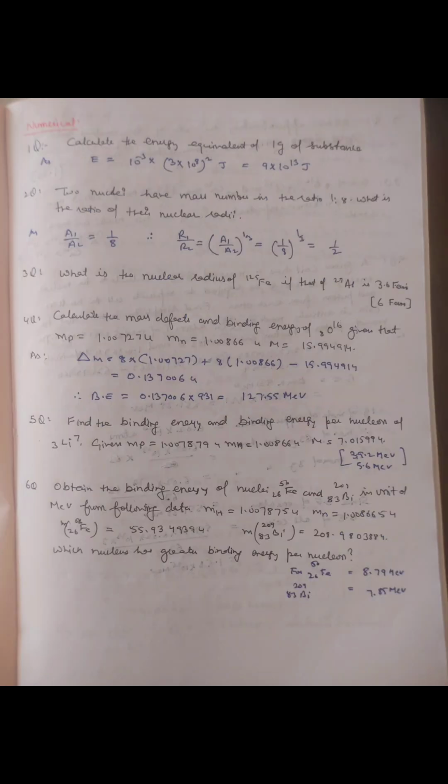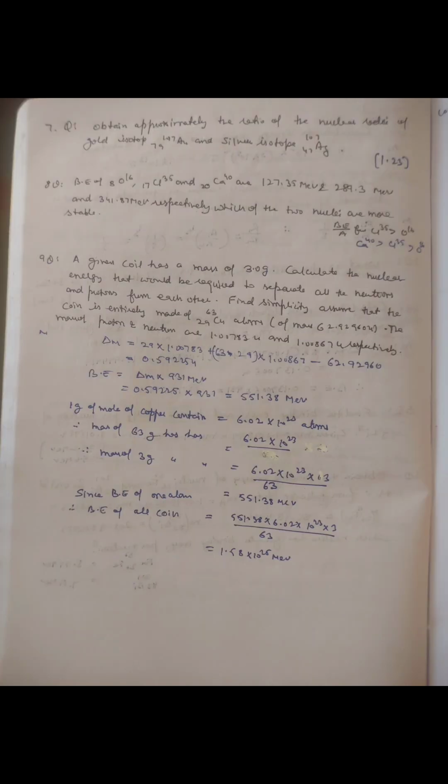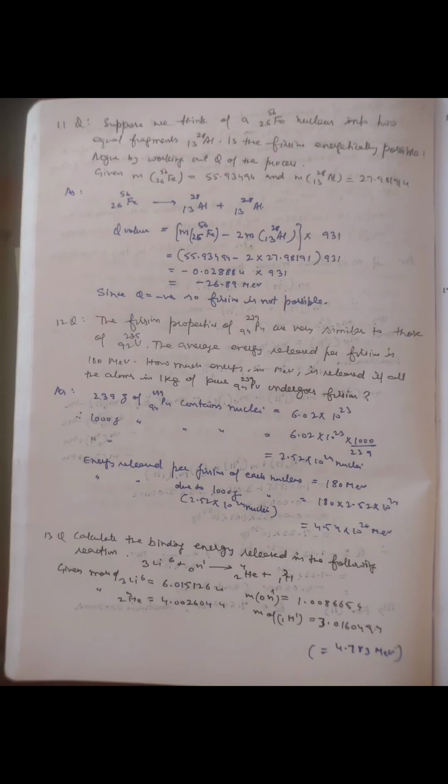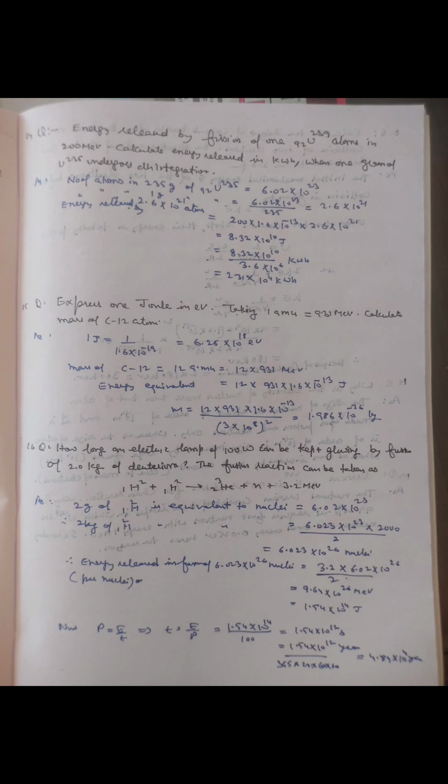In a controlled thermonuclear fusion reaction, the aim is to generate steady power by heating the nuclear fuel to a temperature of 10 raised to power 8 Kelvin. The main difference between nuclear fission and nuclear fusion is that nuclear fusion requires very high temperature as compared to nuclear fission, and energy liberated in nuclear fusion is very high.